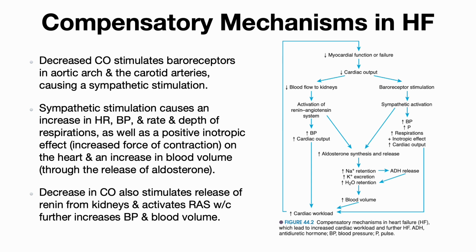Sympathetic stimulation causes an increase in heart rate, BP, and rate and depth of respirations, as well as a positive inotropic effect. Meaning there is increased force of contraction of the heart and an increase in blood volume through the release of aldosterone. Decrease in CO or cardiac output also stimulates release of renin from the kidneys and activates the RAAS or renin-angiotensin-aldosterone system, which further increases the blood pressure and blood volume.